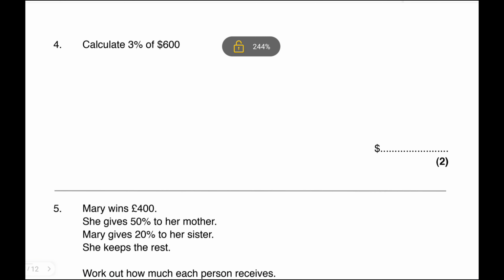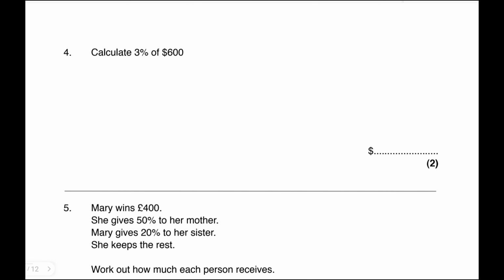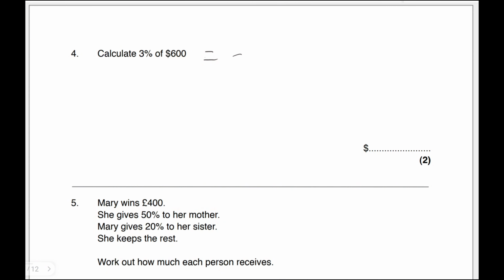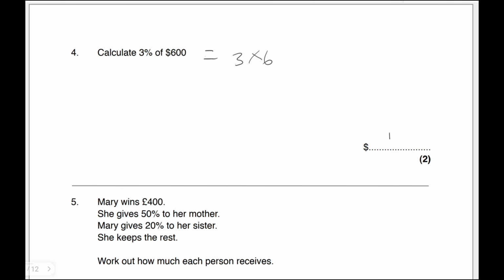Question 4. 3% of 600, that's simple. That will be 3 times 6, which is equal to 18.